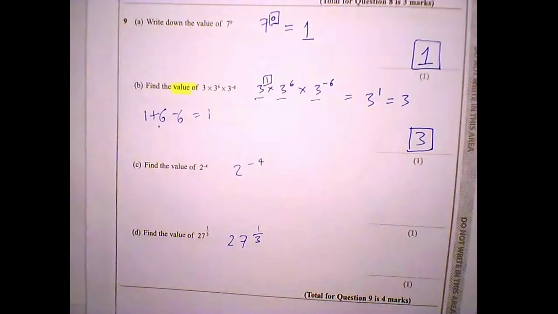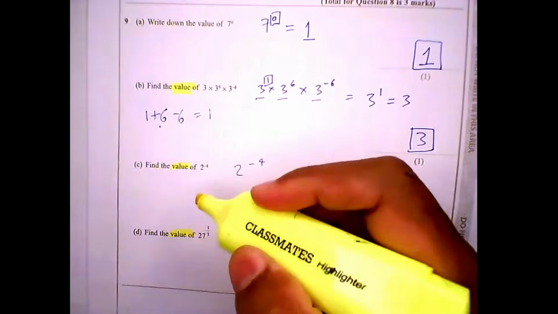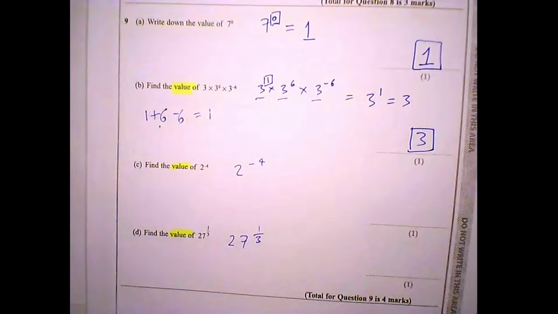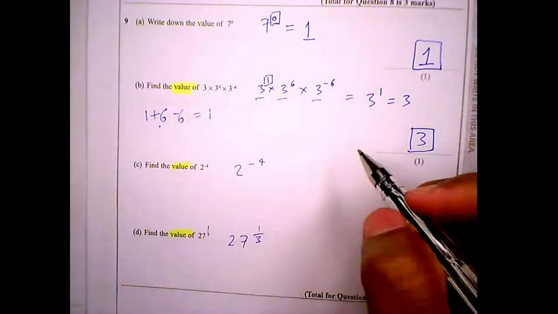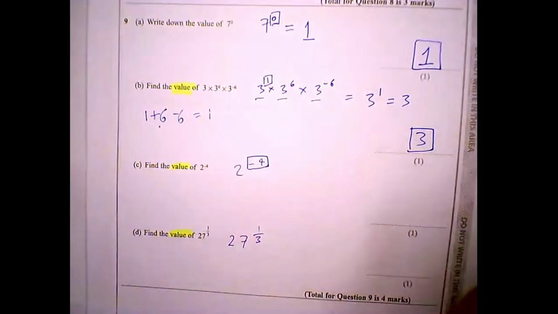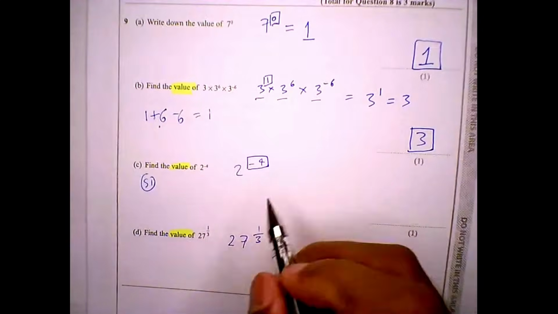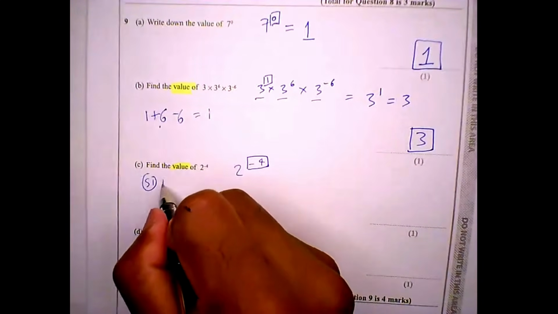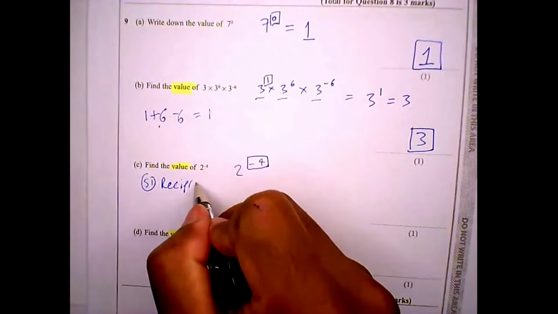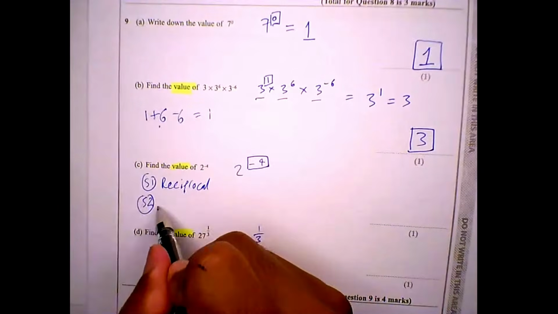Again, similar things for these questions. Find the value, find the value. So we shouldn't have our answers as powers. So find the value of 2 to the power minus 4. So if we have a negative, step 1 here is I have a reciprocal because it's a negative. Reciprocal. And then step 2 will be to work it out.